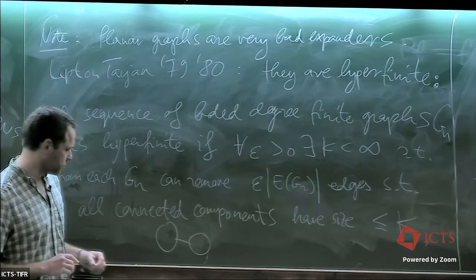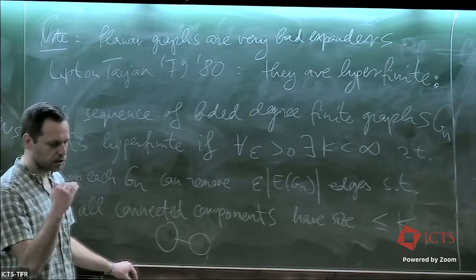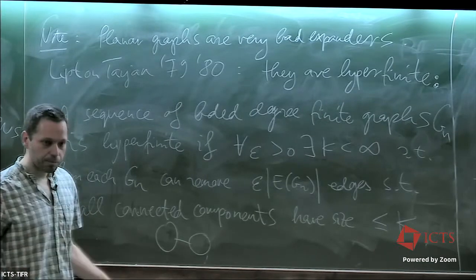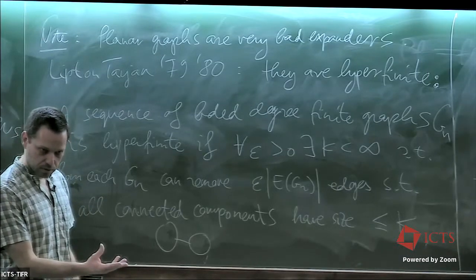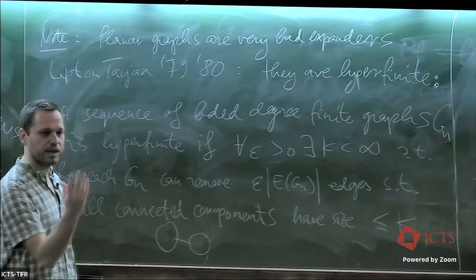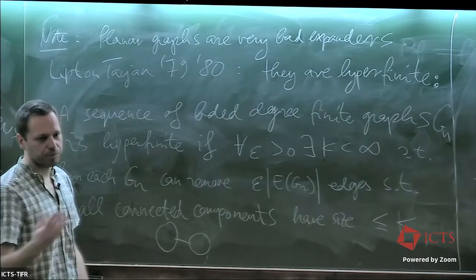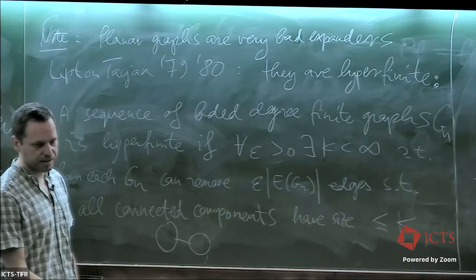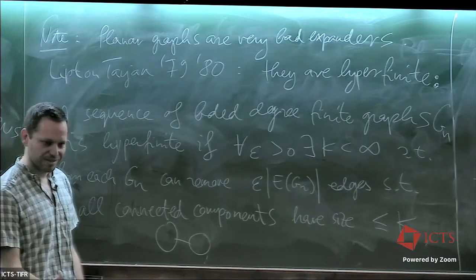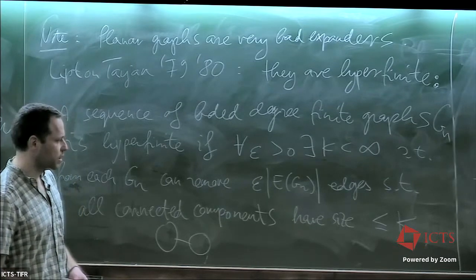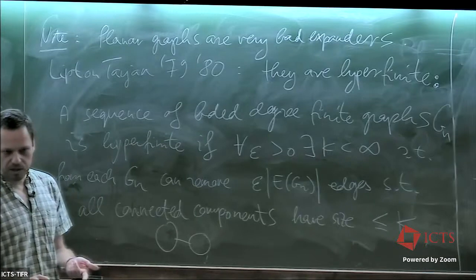However, for non-amenable groups, for instance the free group, you can approximate not by hyperfinite, but by expanders. With hyperfinite, you can approximate only amenable groups. The free group you can approximate with expanders, but not hyperfinite. Kazhdan groups you can approximate only by expanders. I didn't say what approximate means. That's Benjamini-Schramm convergence.